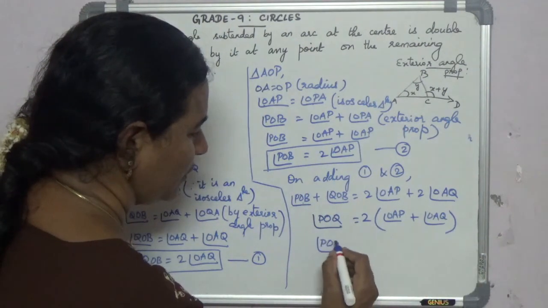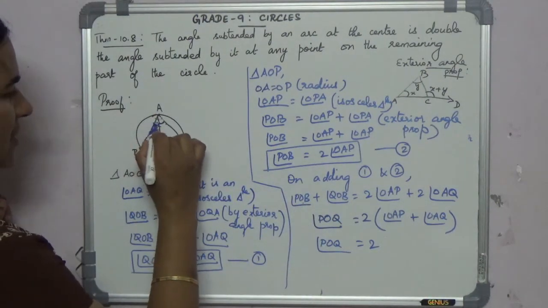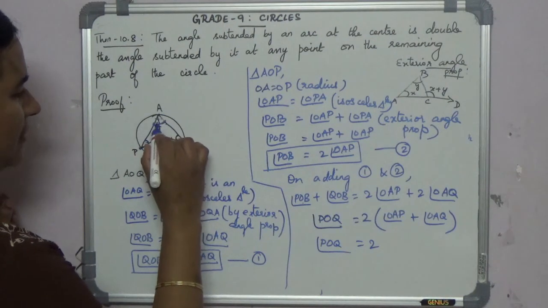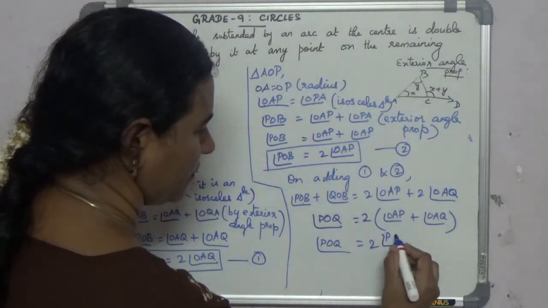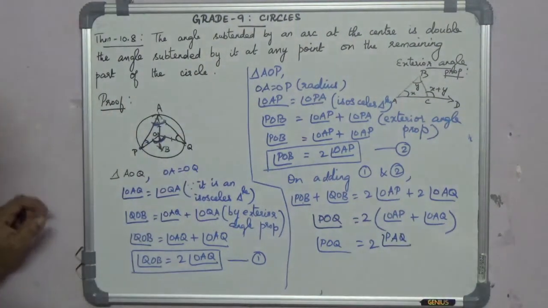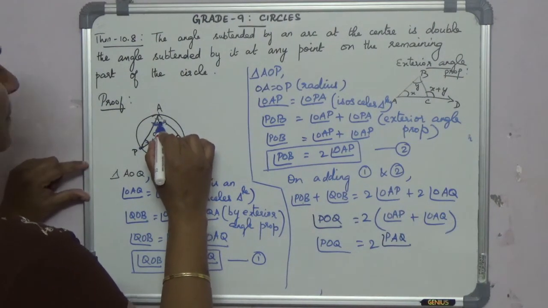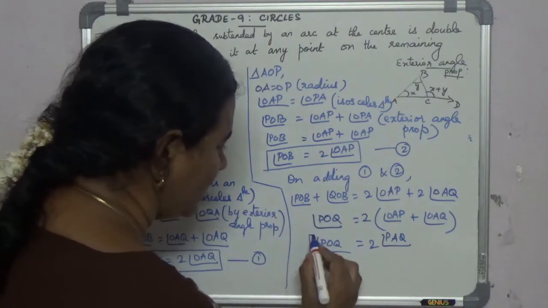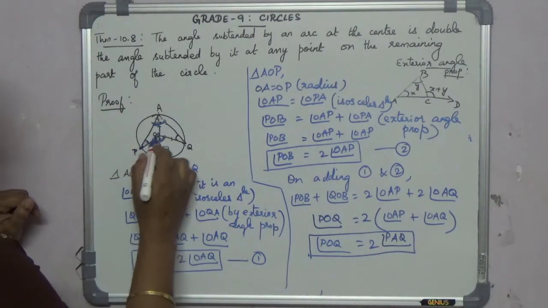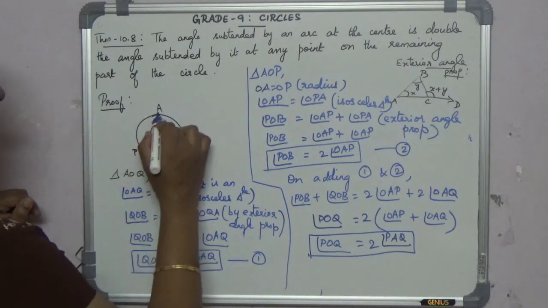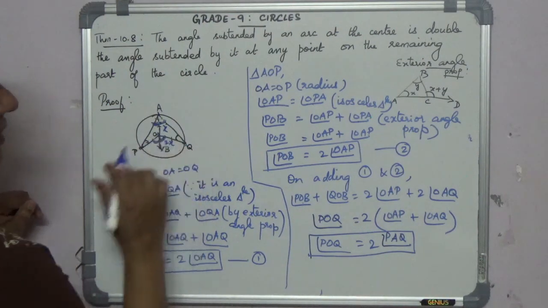So angle POQ is equal to 2 into, what is angle OAP? OAP is this angle. OAQ is this angle. So when you add both, you will get angle PAQ. So the angle subtended by the arc at the center is double the angle subtended by it at any point. So this is the required answer for this theorem. So this angle, angle POQ is 2 into angle PAQ. So if this angle is x, we will get this as 2x. This is the result.